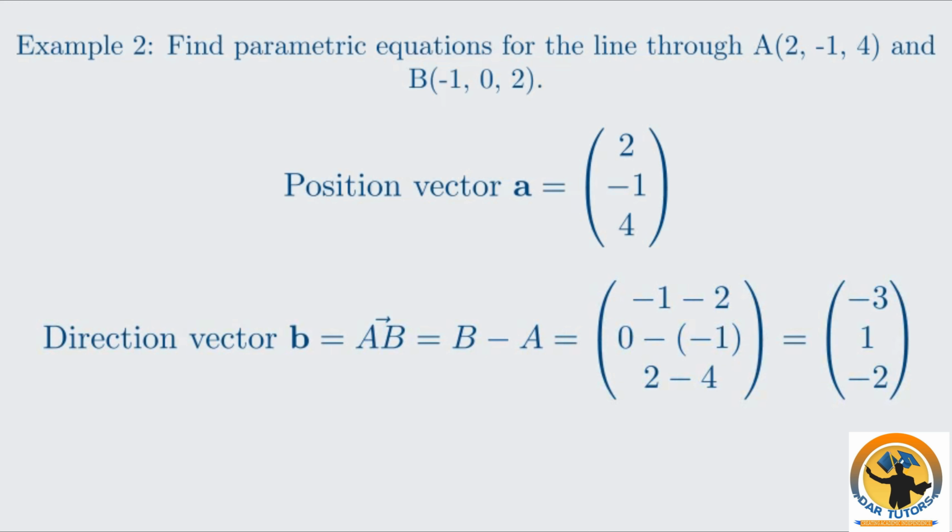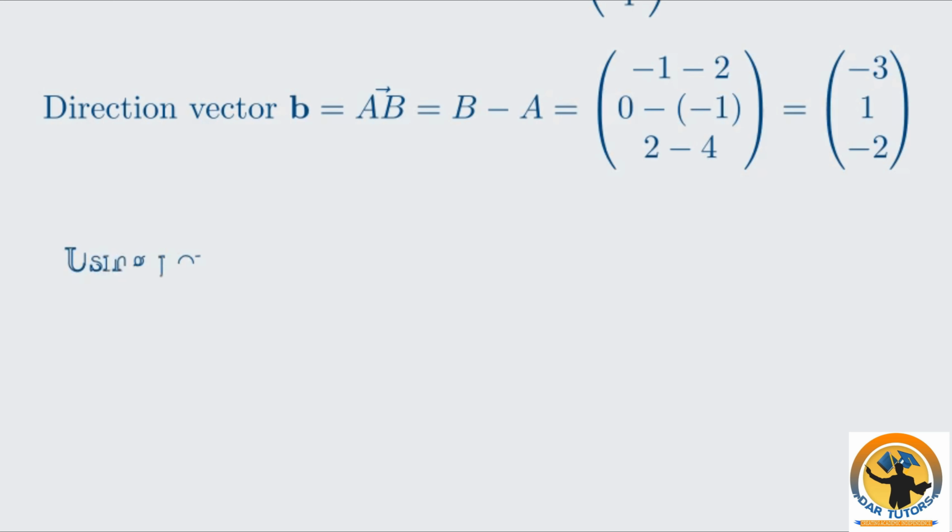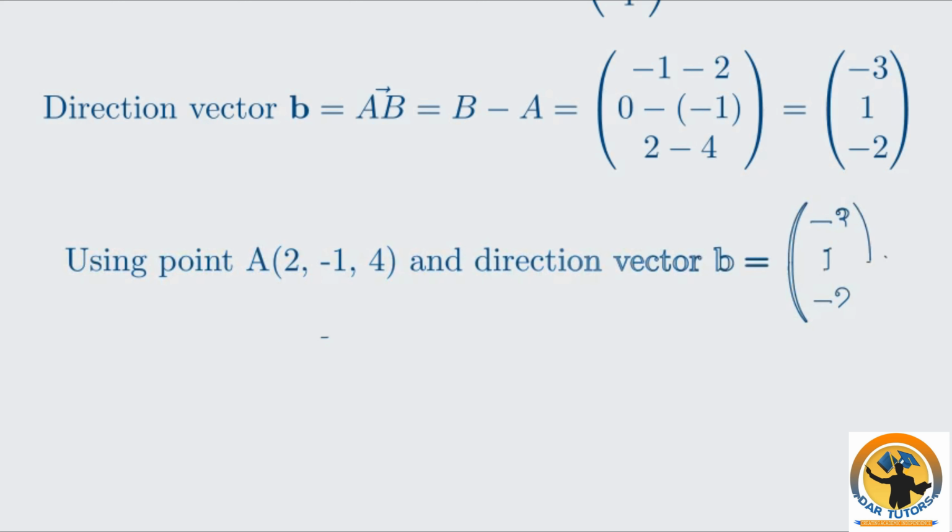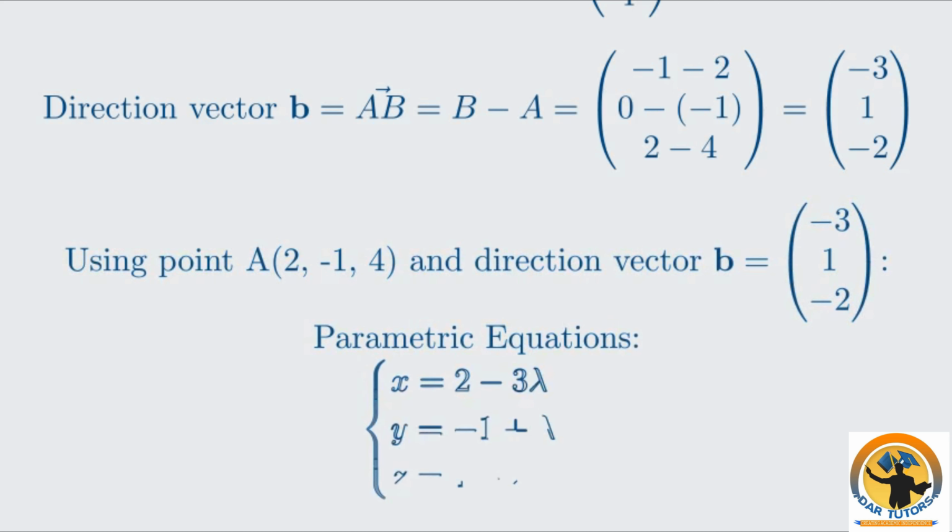Now we have our point and our direction vector. We can write the parametric equations. Using point A and direction vector AB, the parametric equations are x equals 2 minus 3 lambda, y equals -1 plus lambda, and z equals 4 minus 2 lambda. It's important to note that this is not the only correct answer. We could have used point B as our fixed point, or we could have used the vector BA as our direction vector. The resulting equations would look different but would describe the exact same line.